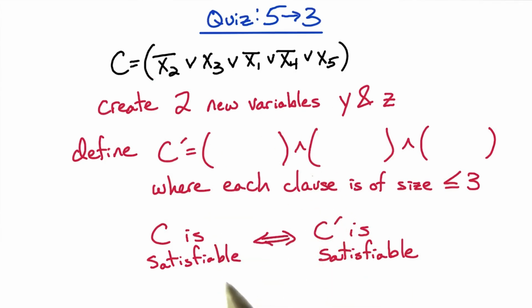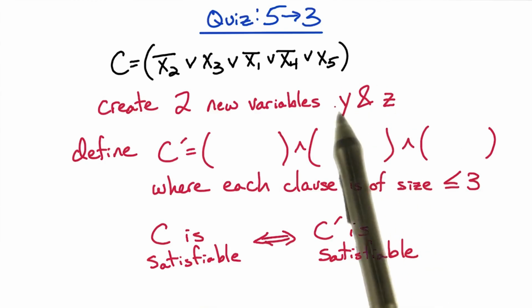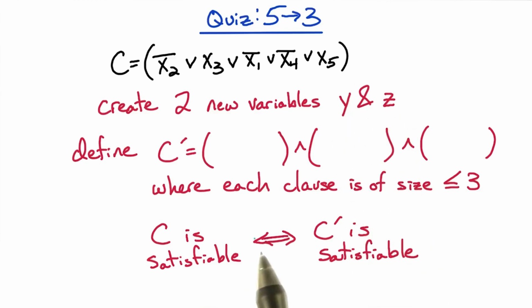Now the quiz is to define C prime. To find this triple of clauses, each of size exactly 3 literals, use this pair of new variables, y and z. For simplicity, for entering your solution, let me enter the OR symbols for you.